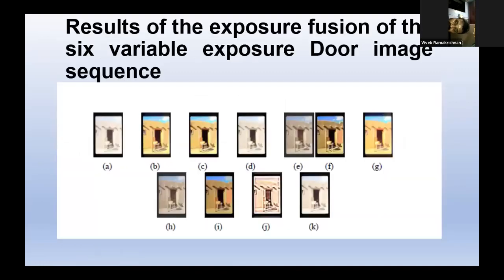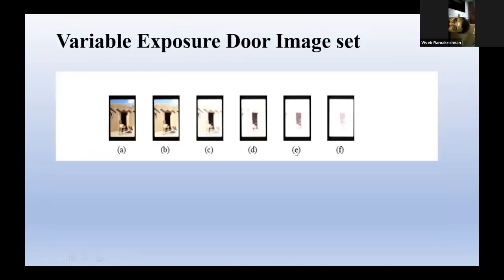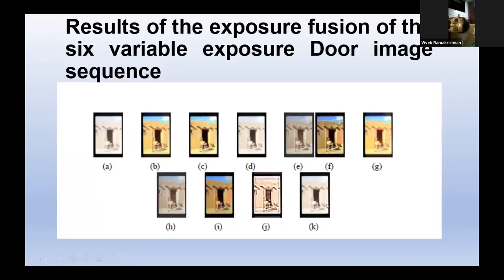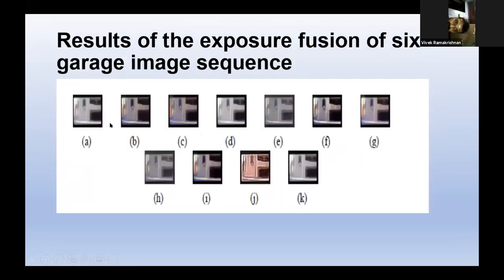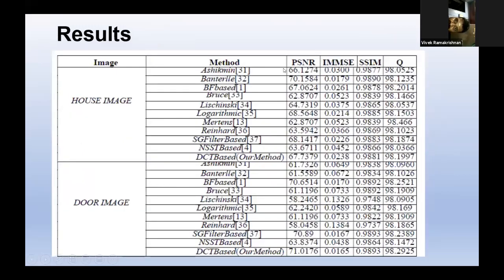Then you can observe these results for the variable exposure door image set, which is observed like this. So you see the results here. Again, this image is the consolidated composite image from our approach. It is comparable to all these approaches. You get the inner details also represented in this. Then the garage image set, again, you can see here the multiple exposure image set, and you get the consolidated composite garage image in the approach shown by us, and it is comparable to other approaches which are there. So these are the facts and figures which are there.